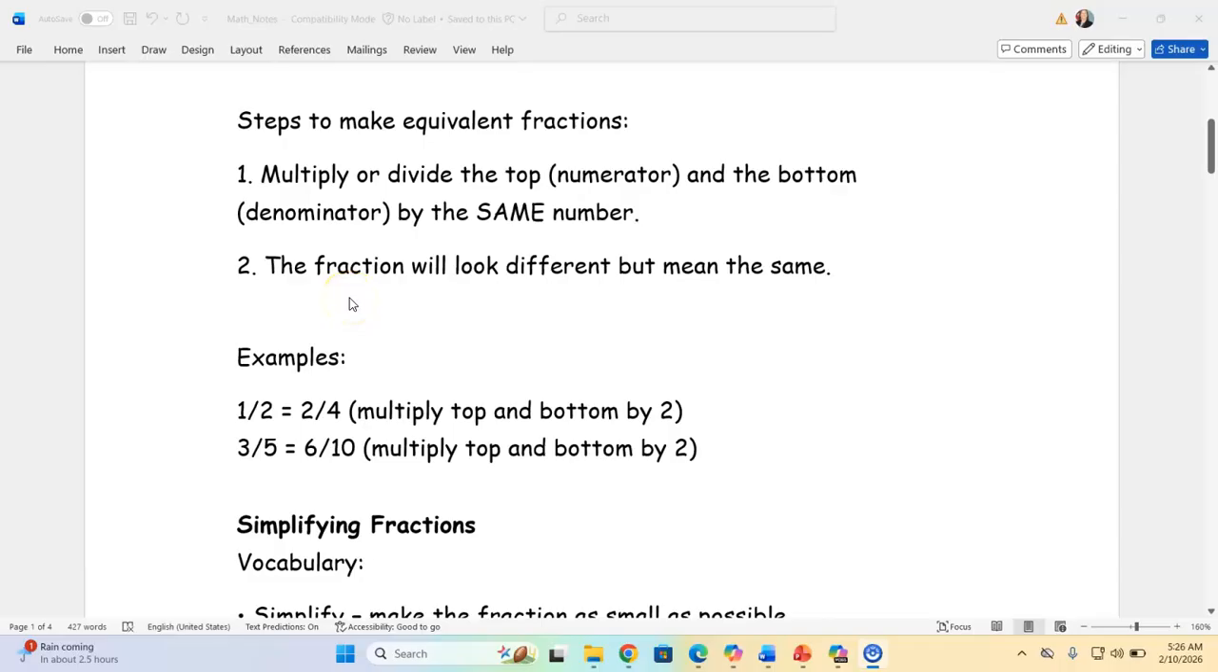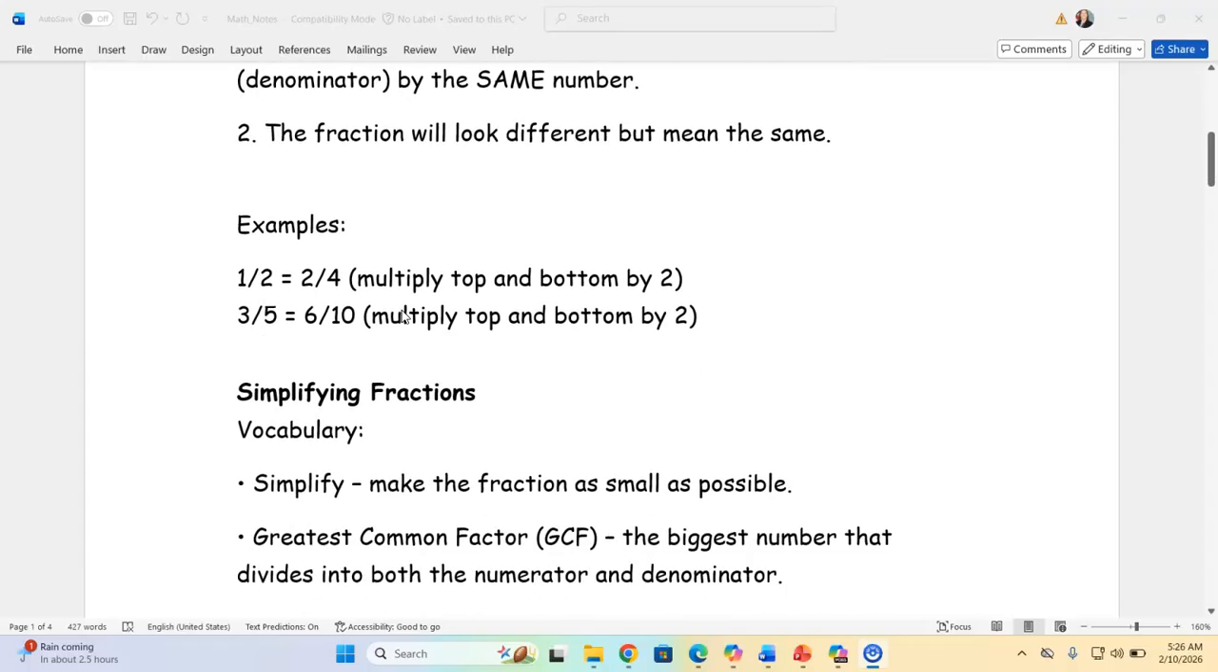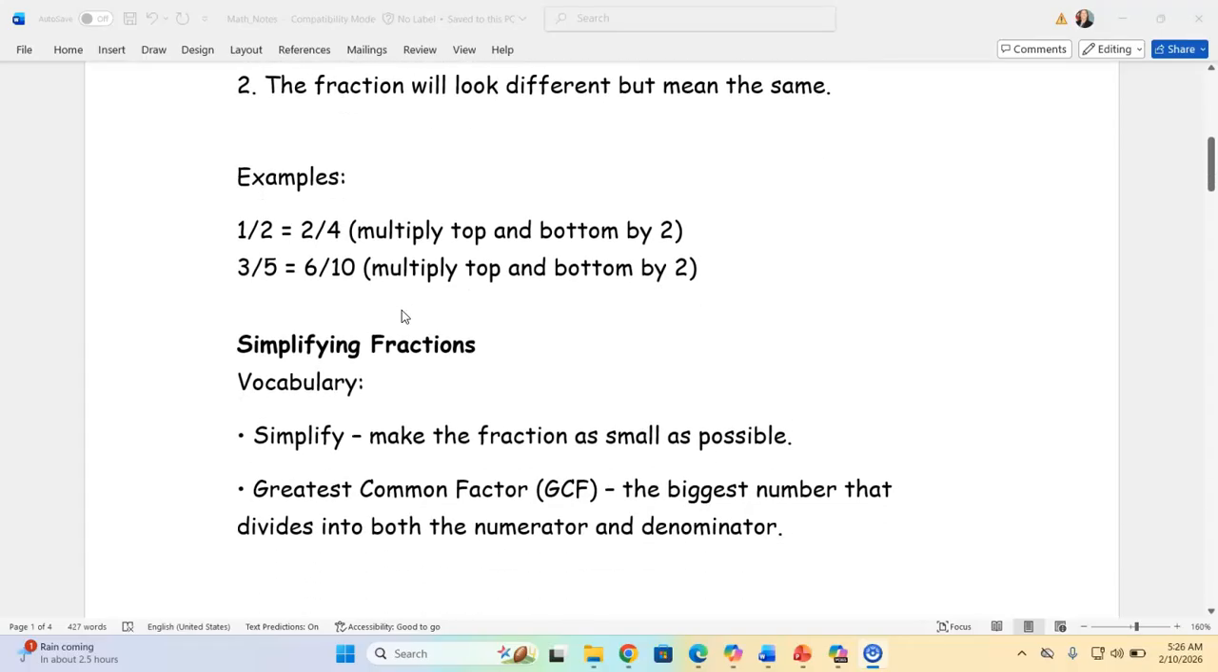You're multiplying or dividing the top numerator and the denominator by the same number. The fraction will look different, but it means the same. And here are some examples. I'll give you a minute to look at that. And if you need more than a minute, you can just pause the video. That's another strategy about pausing the video, right? You get to control the pace.